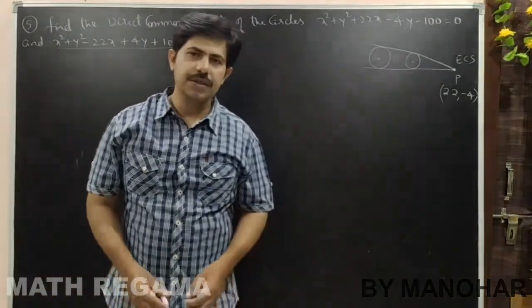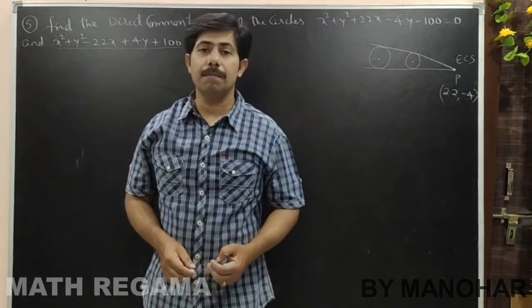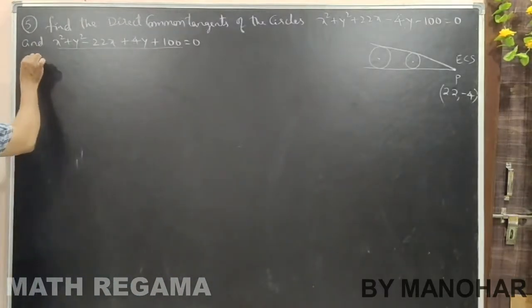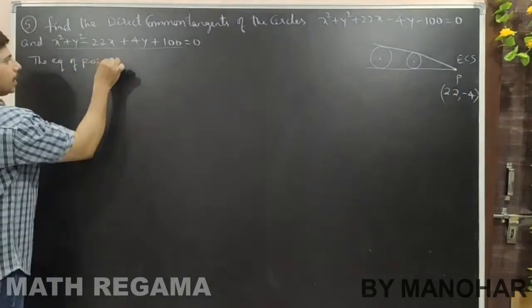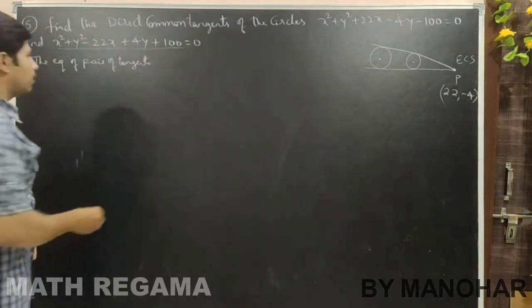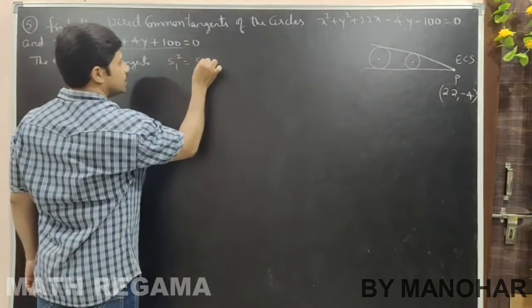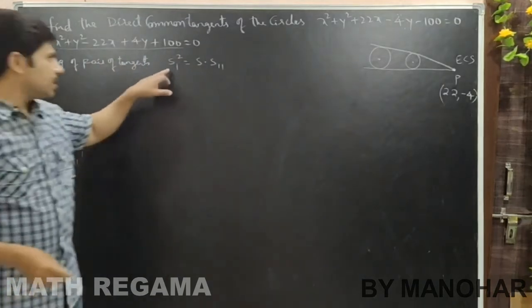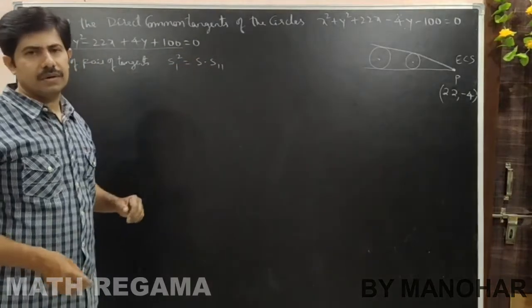So before finding this equation of direct common tangent, we have one formula, the equation of pair of tangents. So what is the equation of pair of tangents? We did this in the last exercise 1b. The equation of pair of tangents to the circle S equal to 0 is S1 square is equal to S into S11. So using this we will find out the direct common tangents.